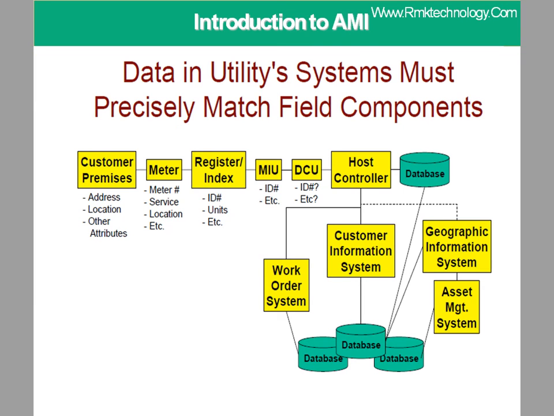It is very important to match the device ID starting from the field till the application systems. There are so many devices in the customer premise, in the network, in communication, etc. All of these have to be uniquely identified in all the systems. Keys should be properly assigned. This slide shows how field devices are identified with unique keys, starting from the meter and its register ID to data concentrators to host controller. These IDs are referred to even in business processes like the work order system, customer information system, GIS and asset management system.